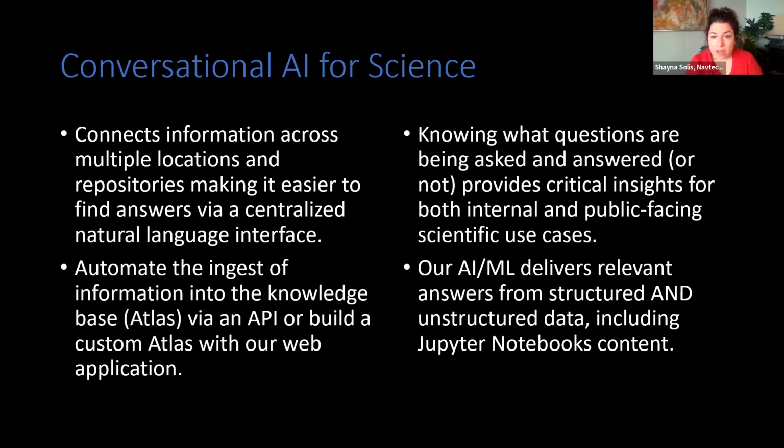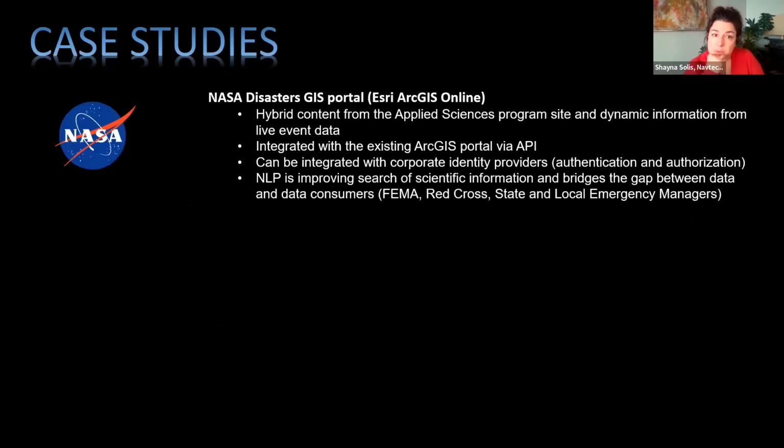The AI/ML also will give relevant answers, whether your data is structured or unstructured. So you don't have to come up with a whole list of FAQ type questions. You can literally copy and paste an about us type paragraph and be able to start interacting with the information. Again, including Jupyter Notebooks content. So it's just going to pull from that specific source of information. And then knowing what questions are being asked and answered does provide really interesting insights, whether it's internal use cases or public-facing use cases.